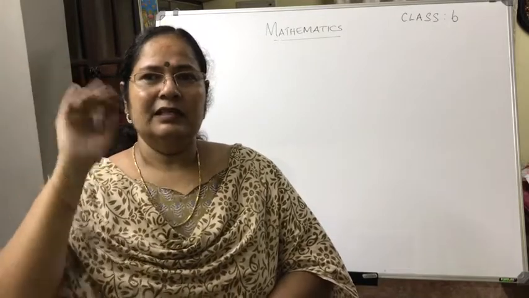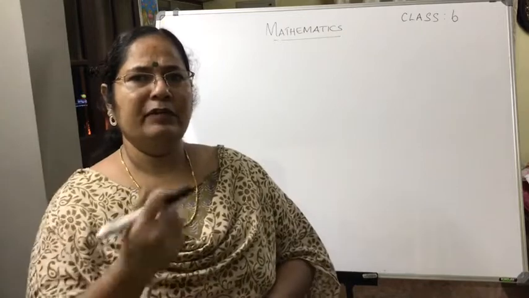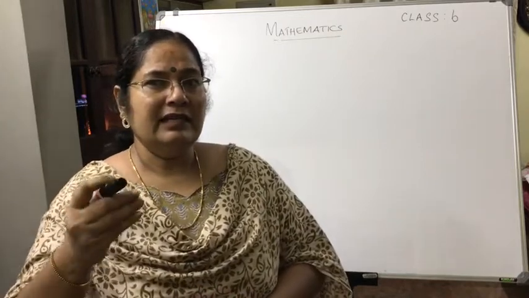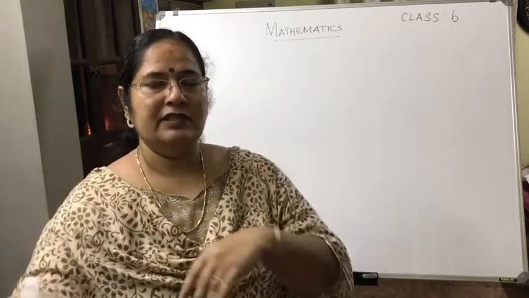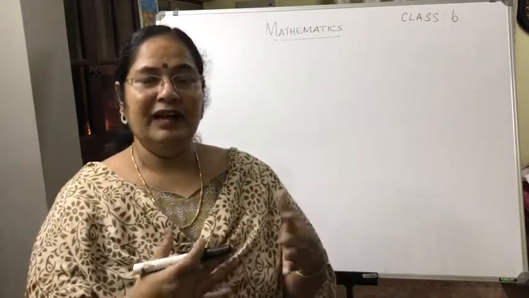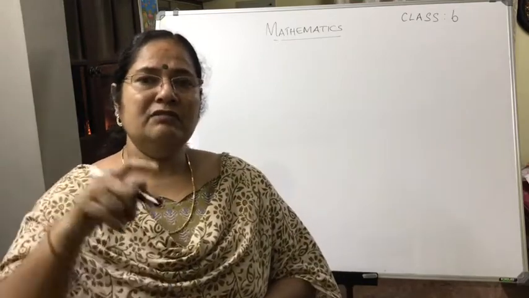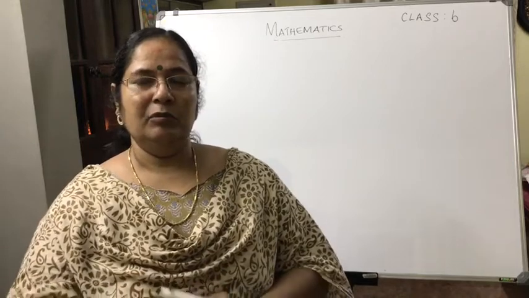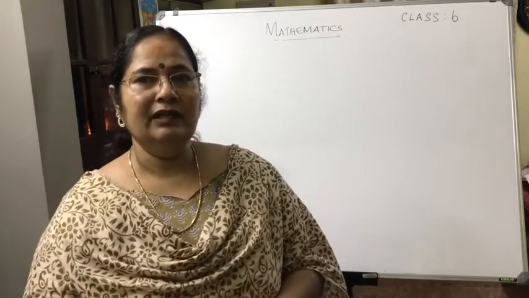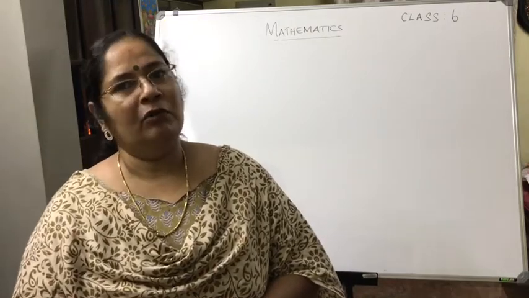Suppose I ask all the 3 divisions taken together, 6A, B and C taken together, how many students are there? It will then take little more time for you to give the answer. 54 plus 55 plus 57, you will go on adding, and then you will give the answer. If I ask, how many students are there in the school? In Kendriya Vidyalaya Pangod, both primary and secondary taken together, how many students are there? That will take more time.